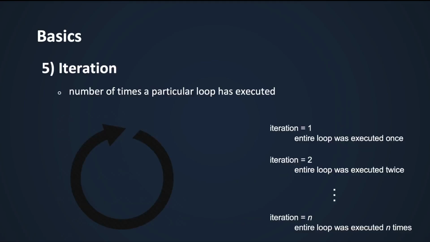Iteration means the number of times a particular loop has executed. For example, if we say iteration equals 1, it means a loop containing a set of functions was executed only once. Similarly, iteration 2 means a loop has executed twice. Iteration n means a loop has executed n times.